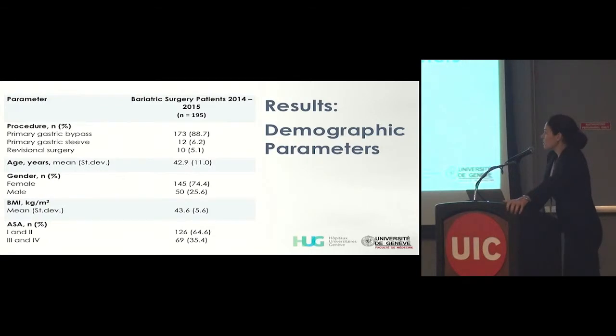Anyway, let's have a look at the results. We included close to 200 bariatric patients. You see primary gastric bypass were most of those procedures. And the demographics are pretty standard for what you see in Europe: younger patients, mostly female, BMI moderate in comparison to the USA, and mostly relatively healthy individuals, some ASA 3 though as well.